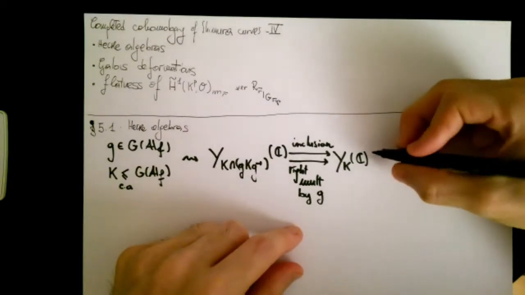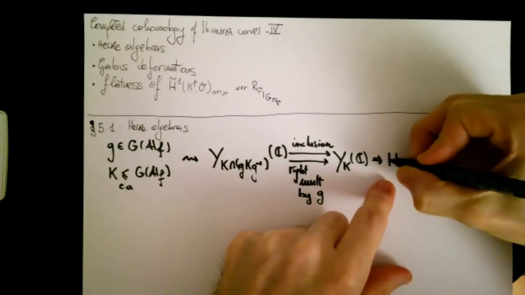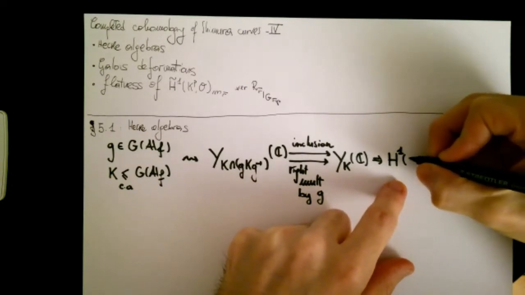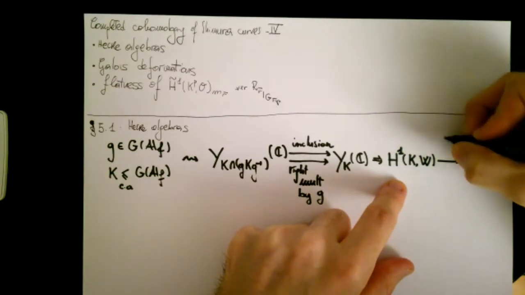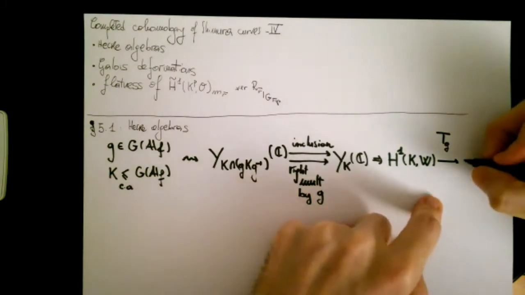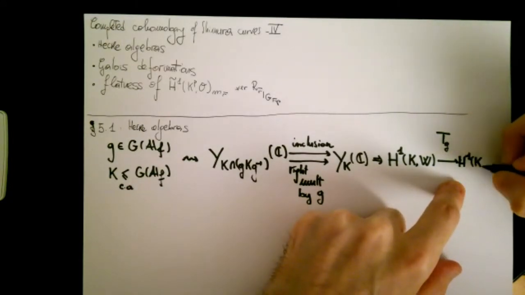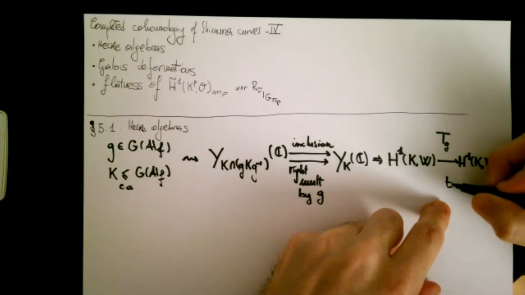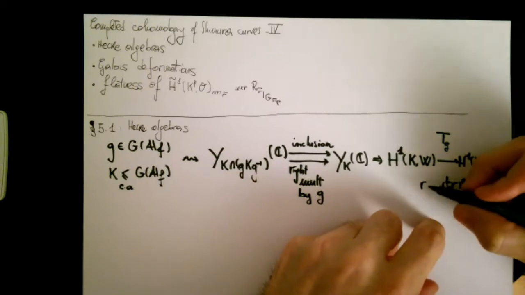And hence, we can define an operator at the level of cohomology as a pull back and push forward. So here we have our H^1 of Y_K with coefficients in W. We have the Hecke operator, which I call T_g, to H^1 of Y_K with coefficients in W, which is just given by, so we pull back the trace map on cohomology, and we push forward the right multiplication.